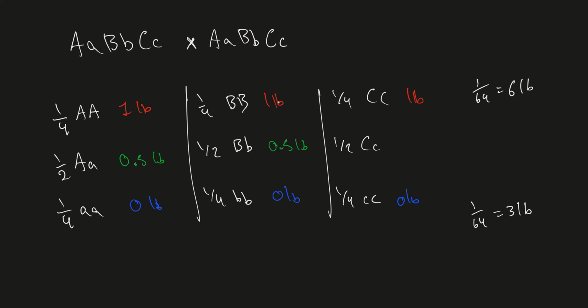But there are different ways of getting the middle weights. For example, if we combine big A, big B, but then big C, little c, we get 5.5 pounds. But there's also another way of doing that. We can do big A, big C, but then big B, little b. And then the same thing goes.